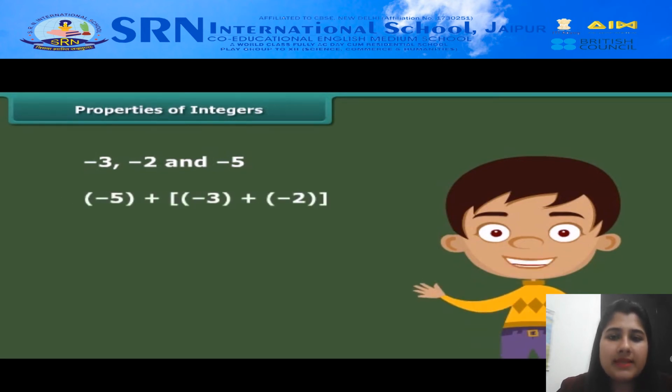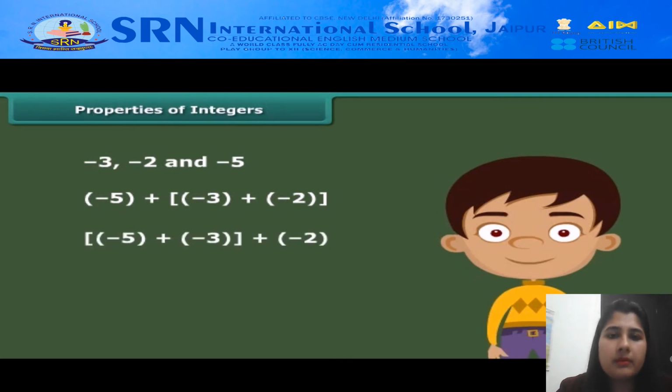We can solve the examples by adding minus 3, minus 2 and minus 5. For that, we need to know that these are the numbers after adding which we will get the commutative properties.